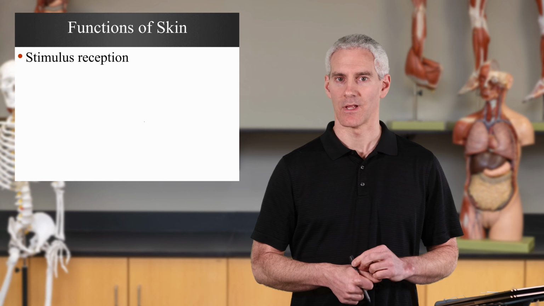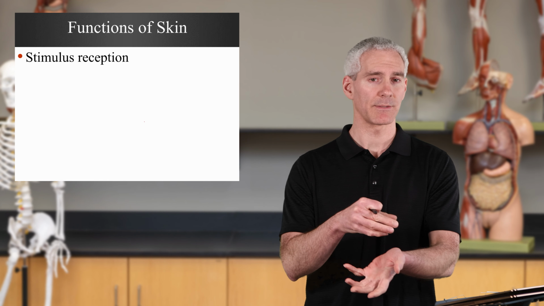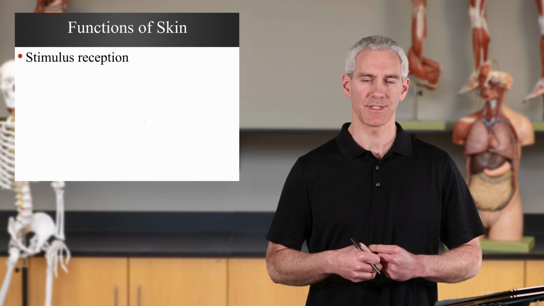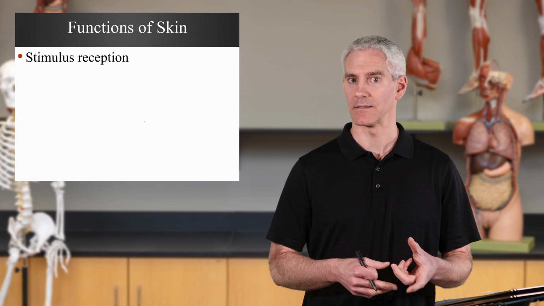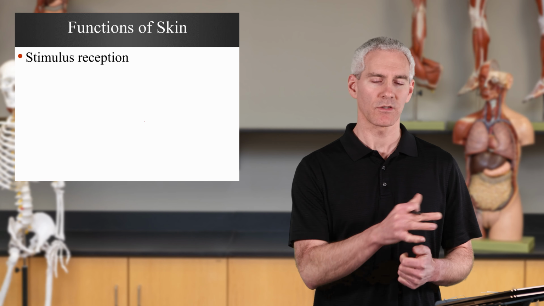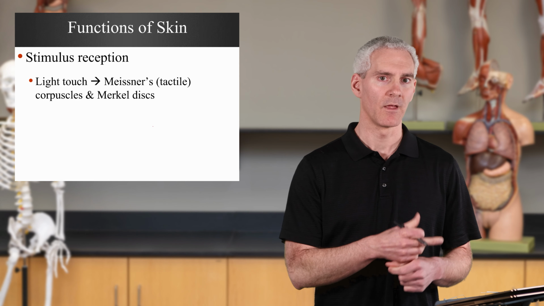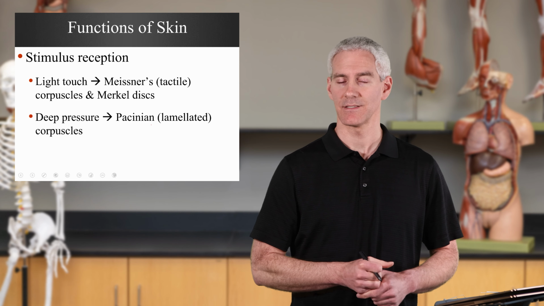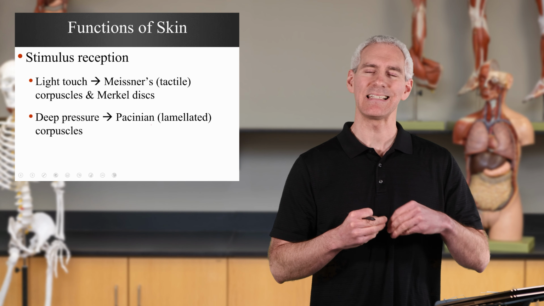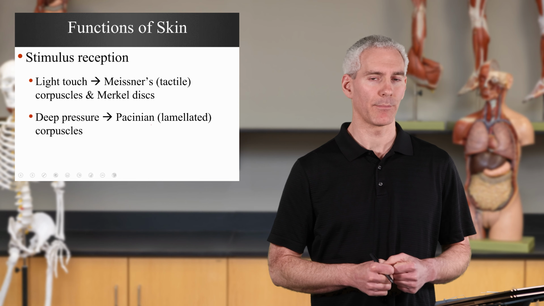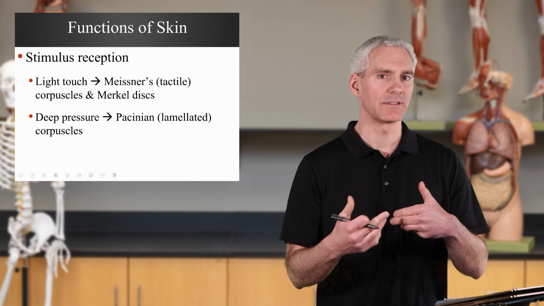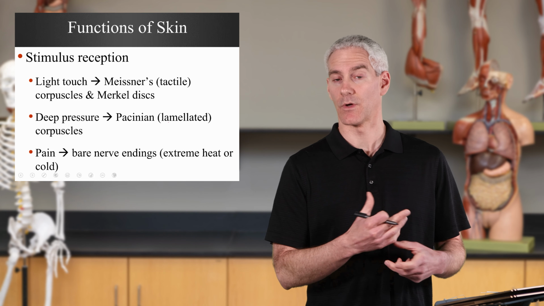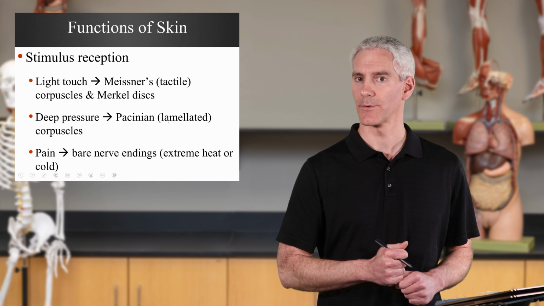Stimulus reception. Well, there's many different types of stimulus, but remember we talked about the light touch, the deep pressure. Those are some of the stimuli that your skin can receive. We mentioned the nociceptors, pain. Thermoreceptors, just mentioned. So a lot of different stimulus reception. From the light being Meissner's and Merkel, to the deep being Pacinian. So all this is inside. Hopefully things you kind of remember at this point, we talked about. So this is all different receptors. Pain, that could be bare nerve endings, nociceptors, extreme heat and cold, plus the thermoreceptors.